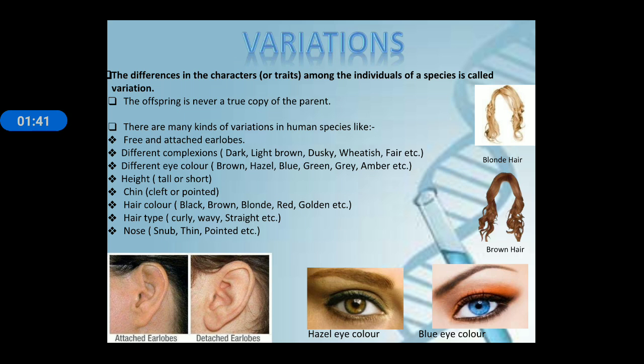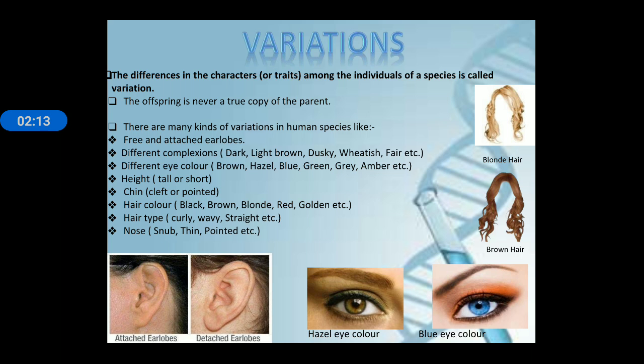So next is variation. As we know, we are similar to our parents, but there is a little bit of difference in the characters of parents and their offspring. So variation can be defined as the difference in the character among the individuals of a species. The offspring is never a true copy of the parent, and there are many kinds of variation in the human species, like free and attached earlobes, different complexion of different human beings.